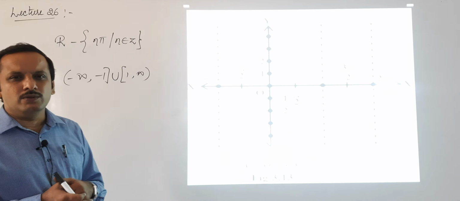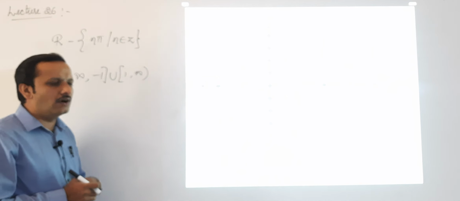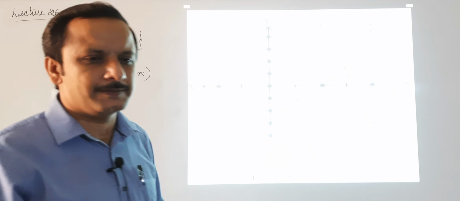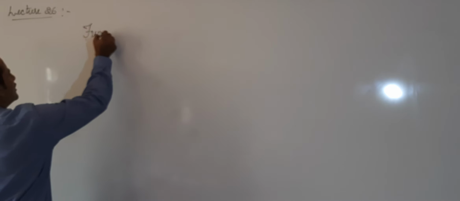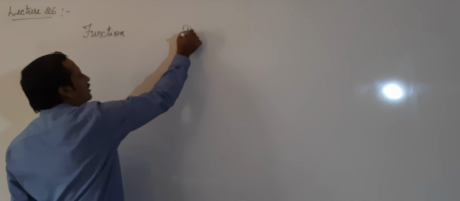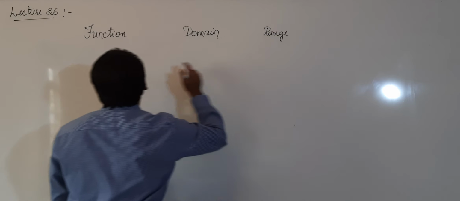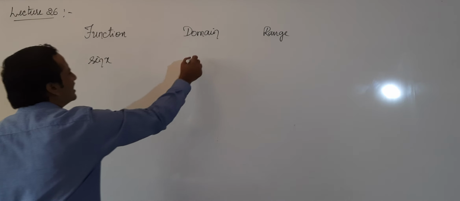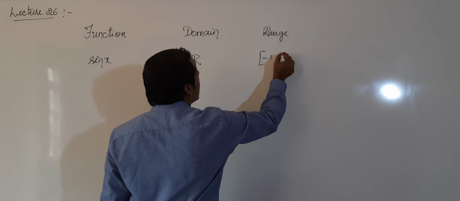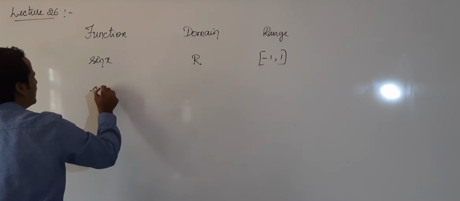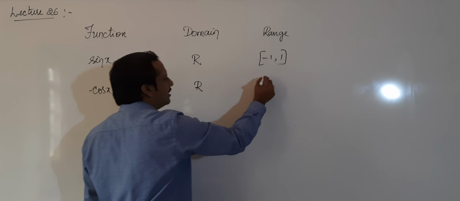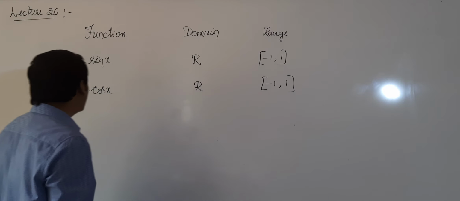Okay, so now I will give you the domain and the range of all these trigonometric functions. You need to write this as a table: function, domain, range. Okay. Sin x: the domain of sin x is the set of all reals. Range is the closed interval minus 1 to 1. Then cos x: its domain is R, range is the closed interval minus 1 to 1.